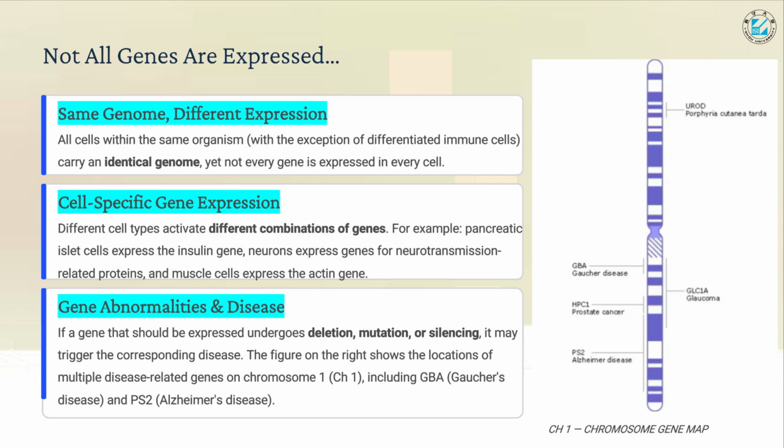This is called cell-specific gene expression. Gene expression must be precisely controlled. If a gene that should be activated is deleted, mutated, or silenced, disease may occur. On this slide, chromosome 1 is shown with several disease-related genes, such as GBA, associated with Gaucher's disease, and the PS2 gene, which is associated with Alzheimer's disease. This example shows that genetic diseases are often linked to specific genes located on specific chromosomes.